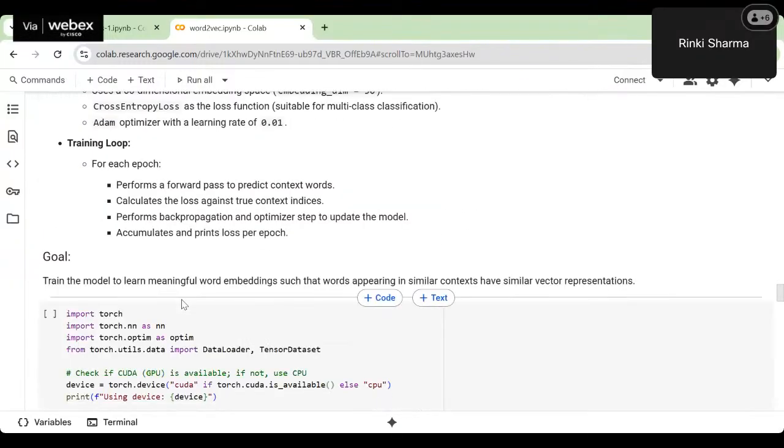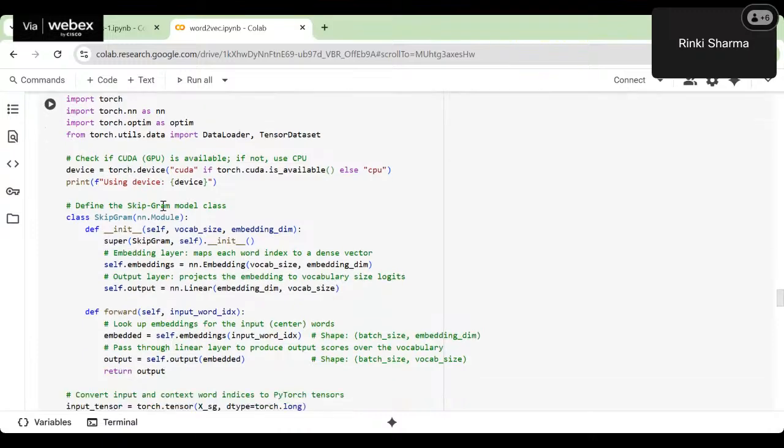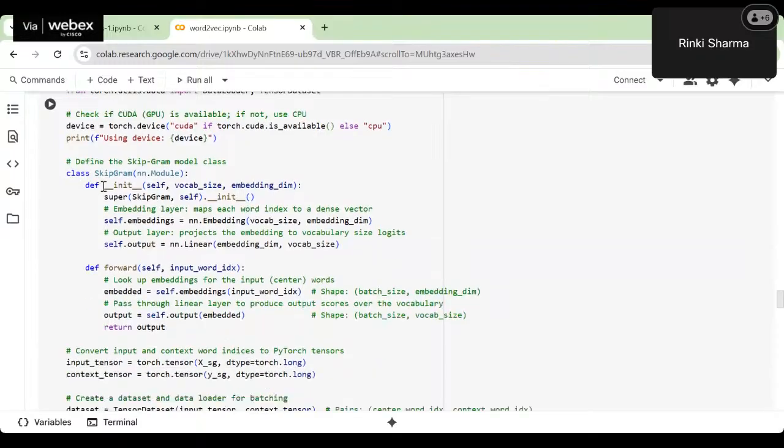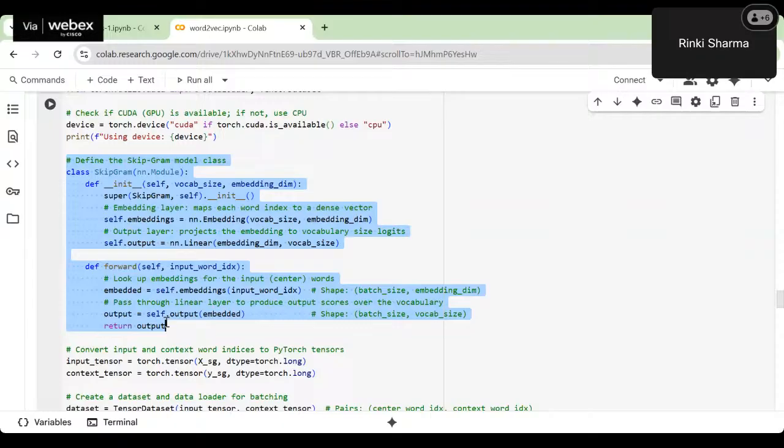Now we come to the training of the skipgram model. Here we have again imported all the required libraries, and also we check the availability of the GPU if we have one. After this, we define our skipgram model. In the skipgram model, we have our center word, and we want to predict the context for it.